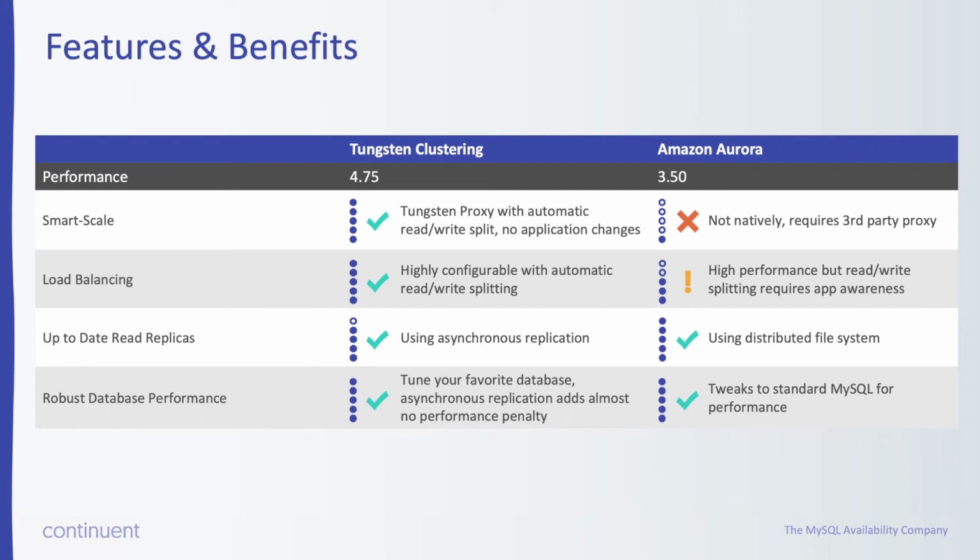Up-to-date read replicas, Tungsten Clustering uses asynchronous replication. That's going to be the best performing replication mechanism. Amazon Aurora uses a proprietary distributed file system that's pretty slick, and the read replicas are up to date. Overall, your database performance. With Tungsten Clustering, you're using regular off-the-shelf MySQL, Percona Server, or MariaDB, really whichever flavor you'd like. You can tune it as you like, and you're going to be using asynchronous replication, so that really does not add much overhead at all.